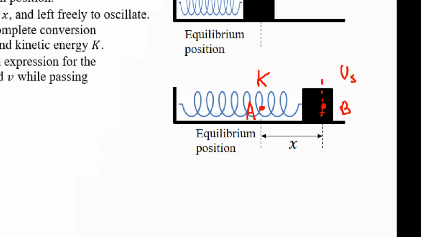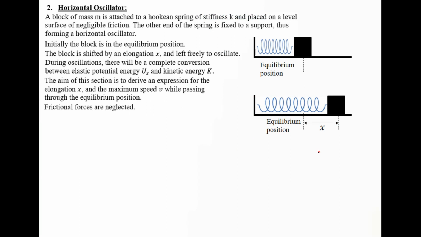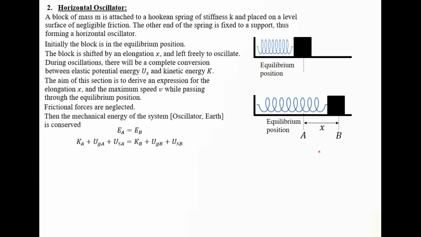If there's no friction, we would expect that the oscillator will oscillate forever. Frictional forces are neglected, so the mechanical energy of the system oscillator-Earth is conserved. So we have chosen 2 points A and B, and we're going to say that the energy at A is equal to the energy at B. So at A we have 3 types of energies, at B we have 3 types of energies. We're going to choose the PE level to be the horizontal level of oscillations, or the center of mass of the block, and by that we can directly eliminate the gravitational potential energy for both points A and B, because we're not going up or down, we're staying on the same level.